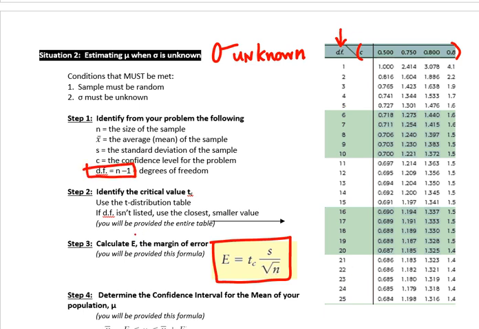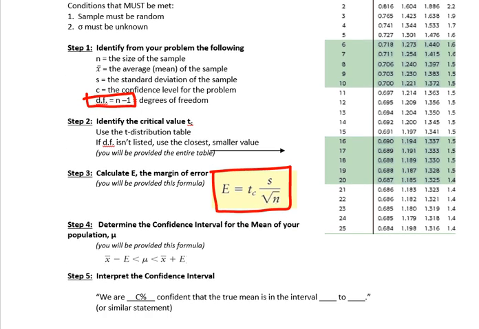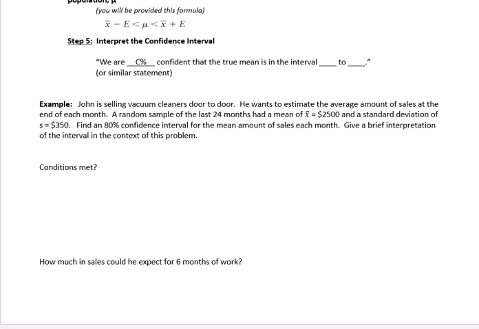And if yours isn't there, you pick the next one that's smaller. Okay? All right. So a confidence interval is constructed pretty much the same way.